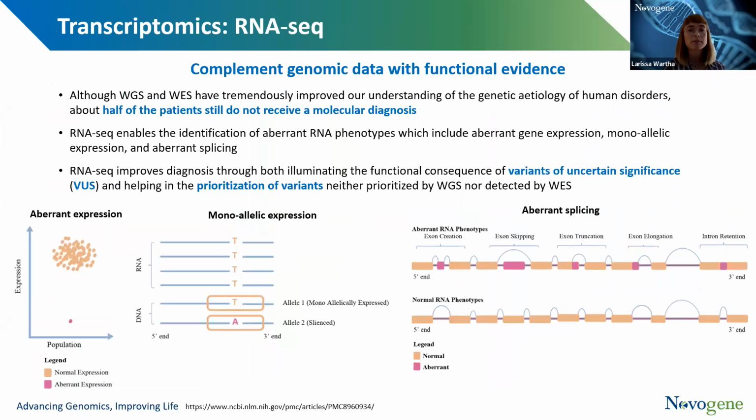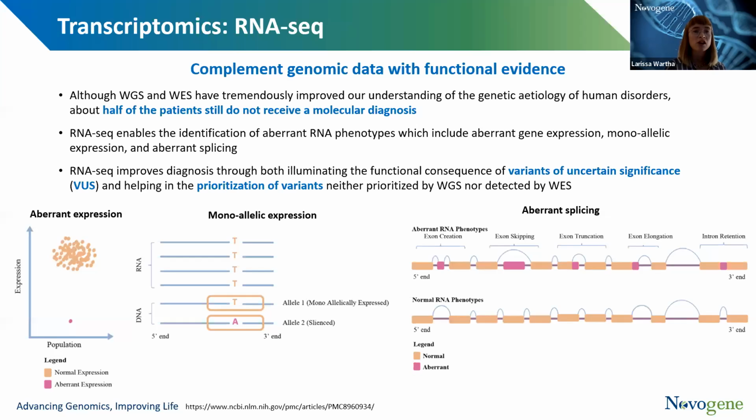Although WGS and WES have tremendously improved our understanding of the genetic etiology of human disorders, about half the patients still do not receive a molecular diagnosis. Compared to DNA, which remains nearly identical across all cells and time, the transcriptome is very dynamic. RNA sequencing improves diagnosis both by illuminating the functional consequence of variants of uncertain significance and by helping in the prioritization of variants either identified by WGS or detected by WES. RNA sequencing is valuable for interpretation of coding as well as non-coding variants, and its use in clinical practice is getting bigger and bigger.